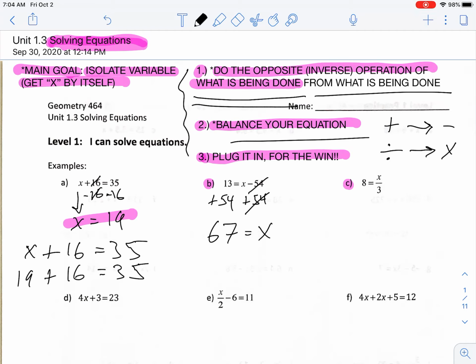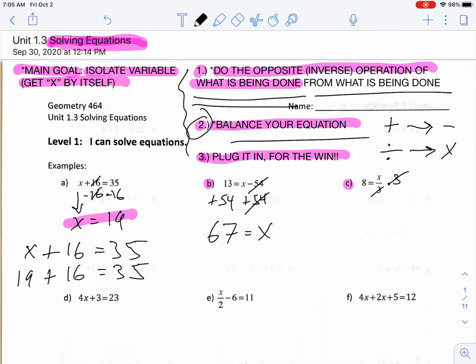Isolate that x, get them on one side. So I'm going to times, because they're doing division. Opposite of division is multiplication. I'm going to times this by 3. Okay? And I know that then, since it's x divided by 3, if I times it by 3, these cancel out. But make sure that you balance your equation.